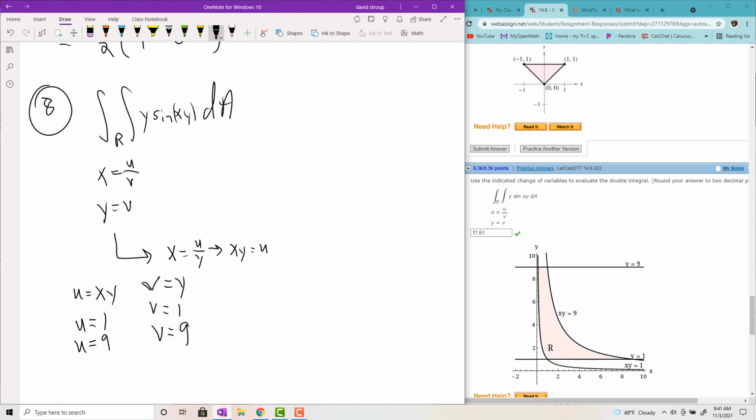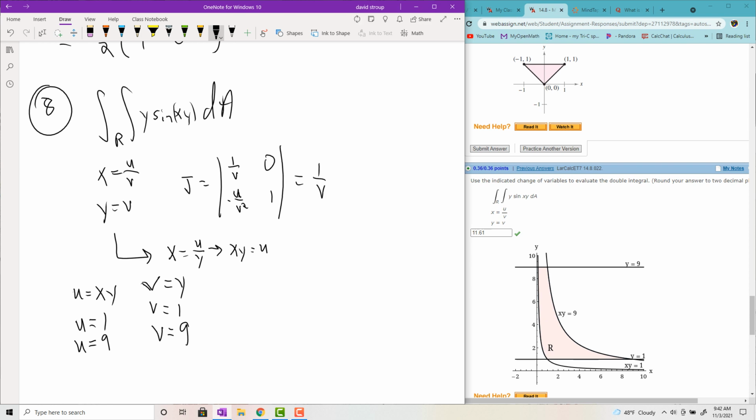Okay. For your Jacobian, the derivative of x with respect to u is 1 over v. The derivative of x with respect to v is negative u over v squared. And then the derivative of y with respect to u is just 0. The derivative of y with respect to v is 1. So the Jacobian is going to be 1 over v.